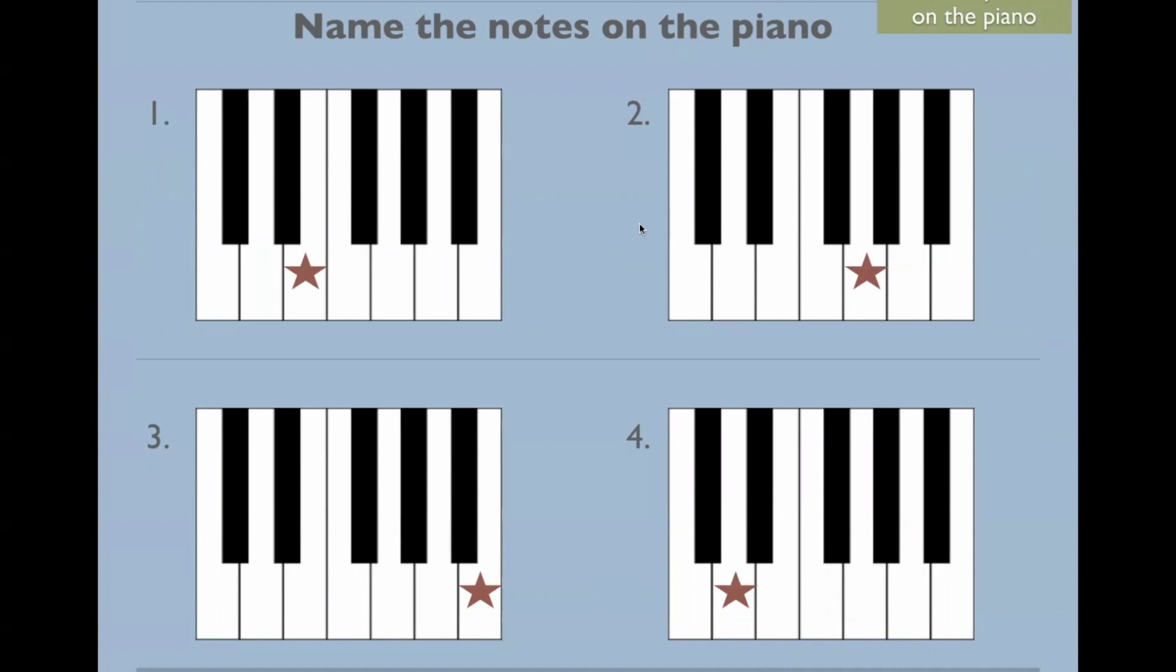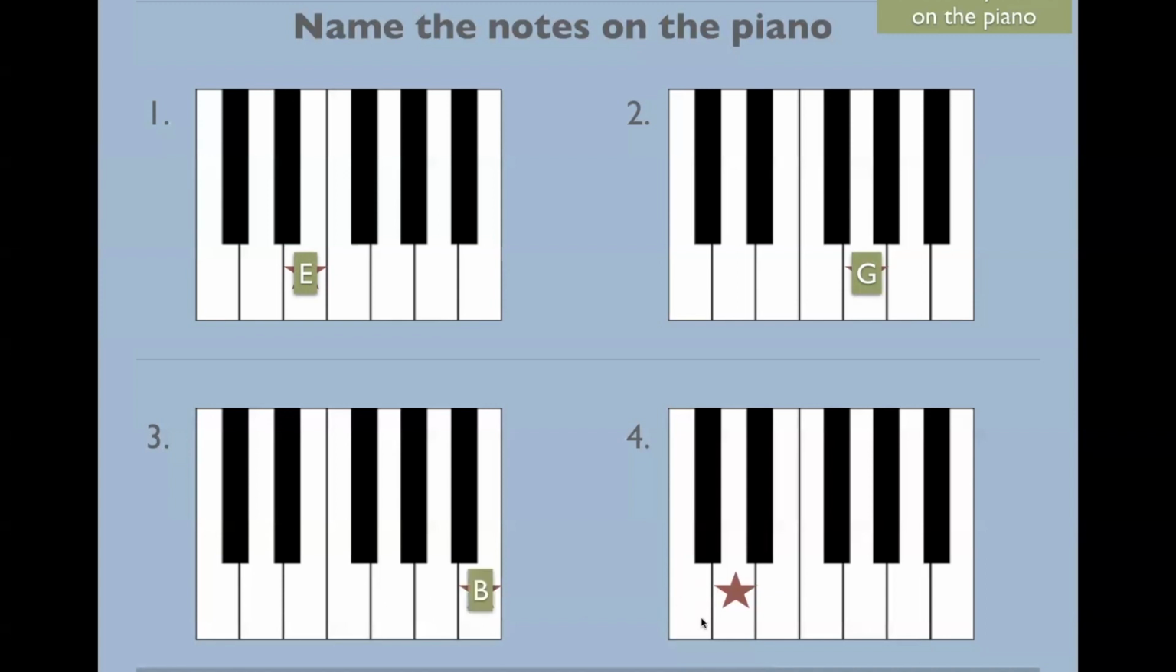So for question 1, C is to the left of the 2 black keys. We know this is C, D, E. Well done if you got that right. Question 2: C, D, E, F. We know this is G, which we did a second ago. Well done again. Number 3: C, D, E, F, G, A, B.